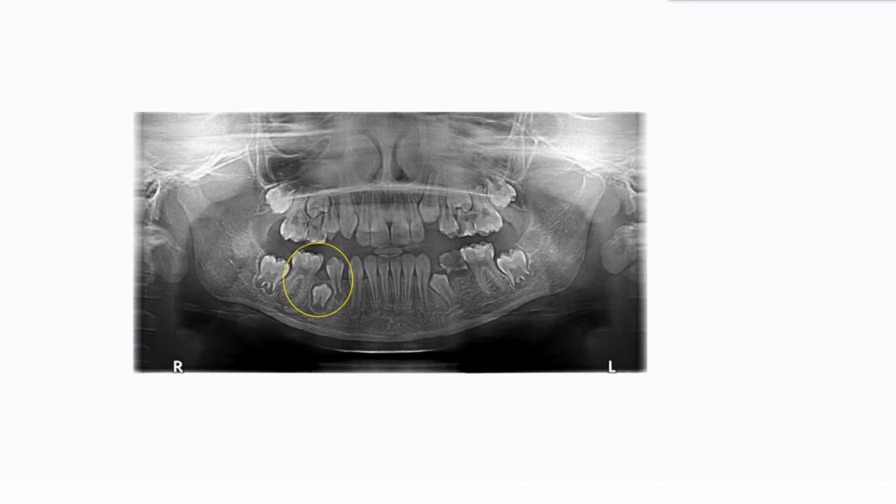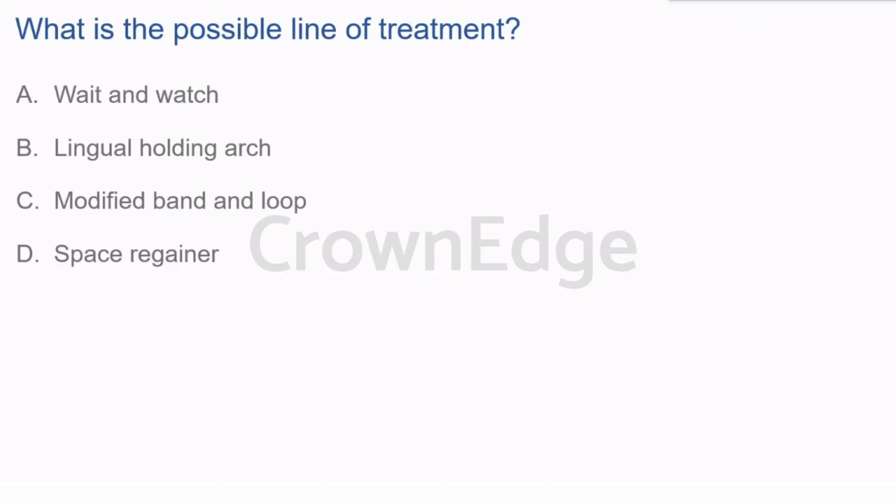But here, what has happened is there is already space loss around 2 to 3. Easily the space is lost, and this has got impacted inside. So, what is the possible line of treatment? Option A, wait and watch.